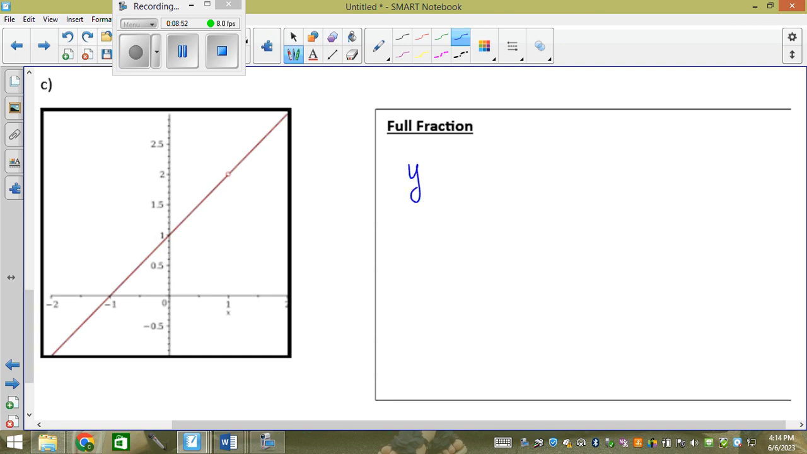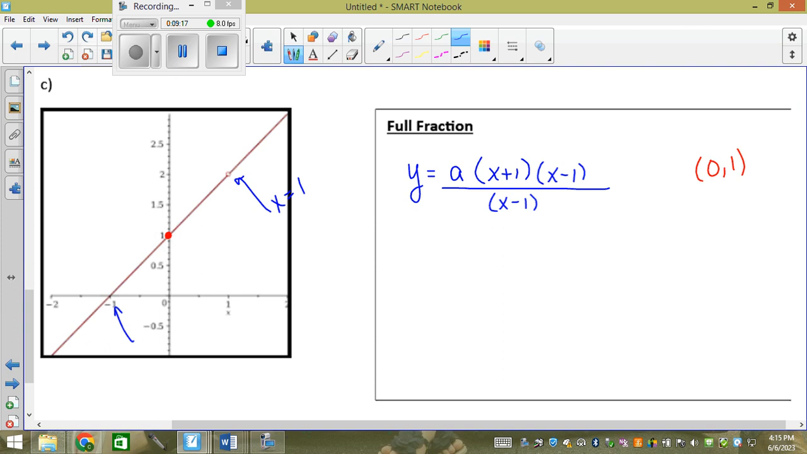So we get y equals a, x-intercept. My x-intercept is at negative 1, so I'm going to get x plus 1. And then I don't have any asymptotes. I only have a point of discontinuity, and it's at x equals 1. So I'm going to get an x minus 1 in the top and an x minus 1 in the bottom. And then I'm going to use the coordinate 0, 1 as my x, y. And remember, we always plug it into our simplified one.